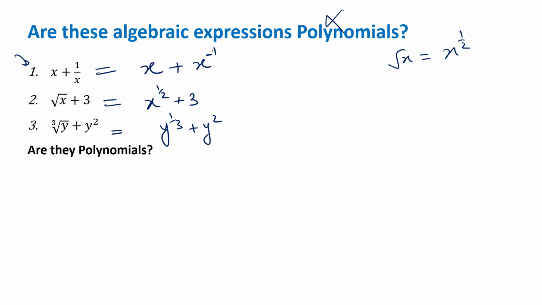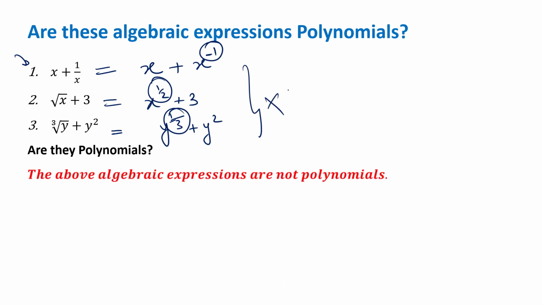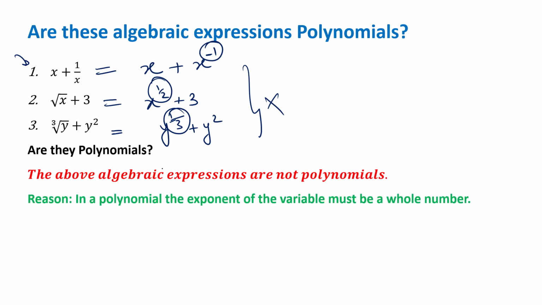Now you can see the power of the variable here is minus 1. In this case, the exponent of the variable is 1 by 2, and in this case, the exponent is 1 by 3. All these three are not whole numbers, therefore these are not polynomials. We have already discussed that the exponent of the variable should be a whole number, only then the algebraic expression is a polynomial. So the above algebraic expressions are not polynomials, because in a polynomial the exponent of the variable should be a whole number.